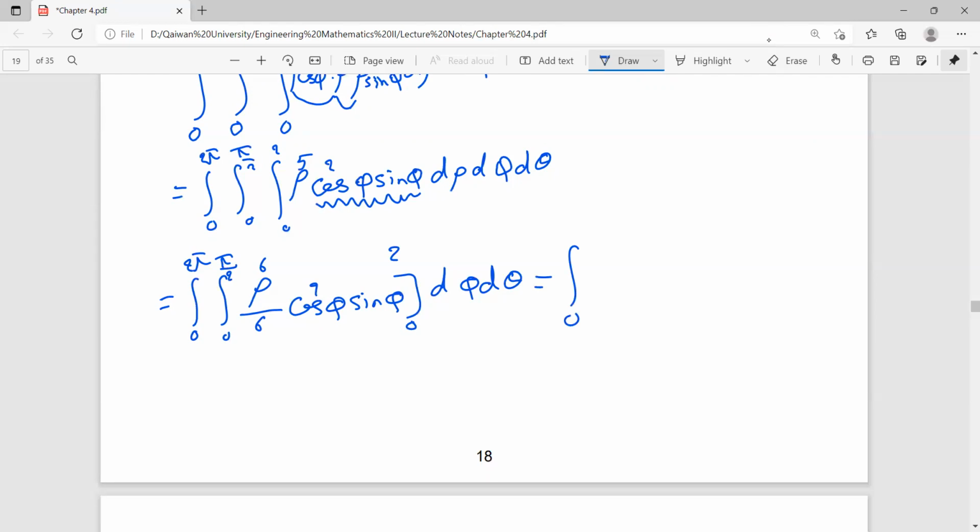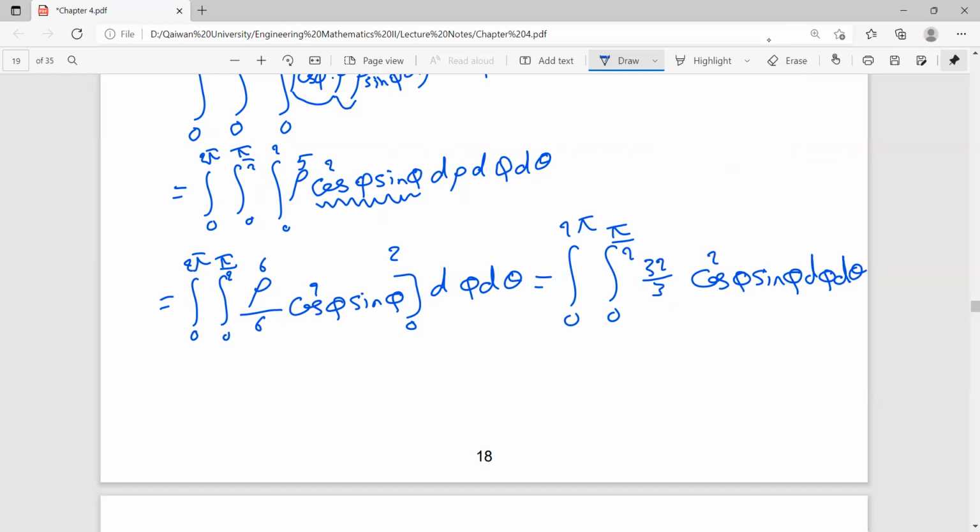we have the double integral from 0 to 2 pi and 0 to pi over 2. Rho to the power 6 means 2 to the power 6, which is 64. It's 64 dividing by 6, cosine squared of phi sine phi d phi d theta. Here we can cancel out these two, dividing by 2 for both numerator and denominator. Numerator becomes 32 and denominator becomes 3. So we just write down 32 over 3.